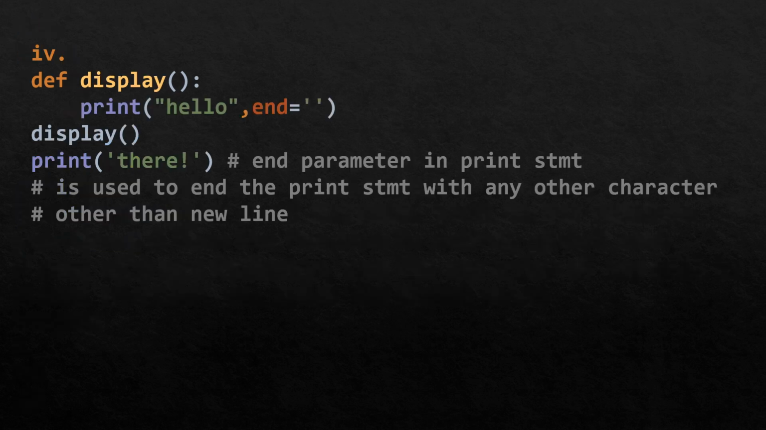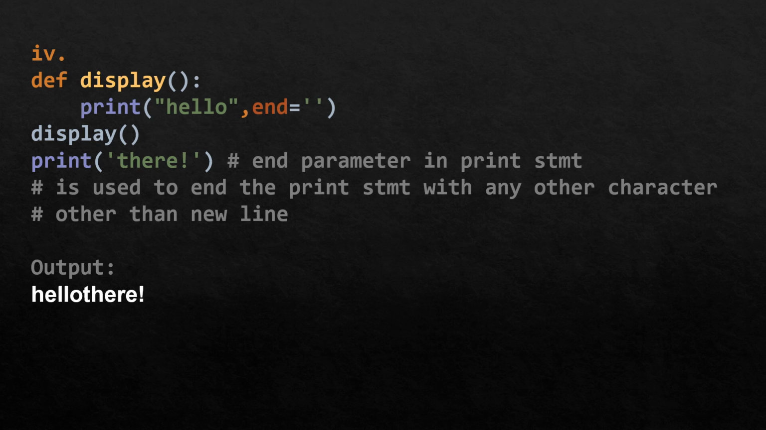Here the display function is defined. Within that there is one print statement, hello, which ends with a space, and the display function is called. After that it is printing there. Now the output is like this: hello there.